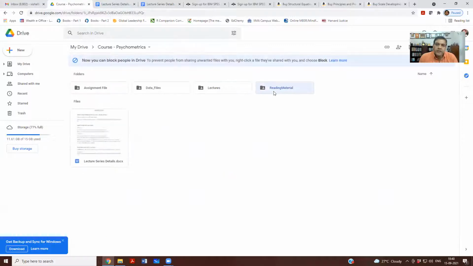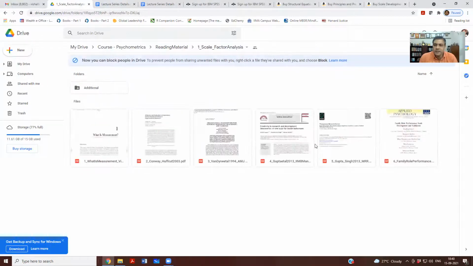And then there is a readings material folder, which has three subfolders. First on scale and factor analysis, second on CFA and SEM, and the third other issues on SEM. Within each of these, there are some research papers that I have uploaded. You may download and keep them with you. I have also referred to these papers during the course of these sessions.